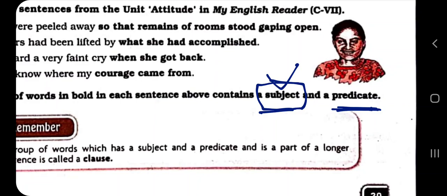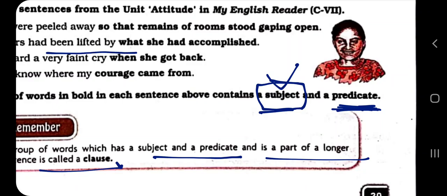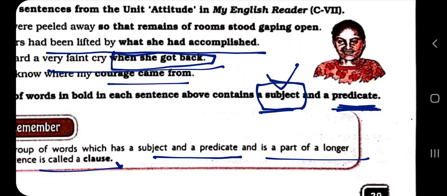Predicates tell us what the subject is doing. It tells something about the subject. Now, a group of words which has a subject and a predicate and is part of a longer sentence is called a clause. This is a long sentence: it is when she got back. Both have subject and verb, but it is part of the long sentence.